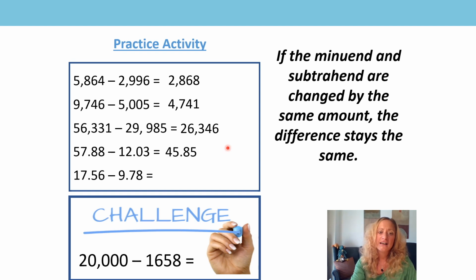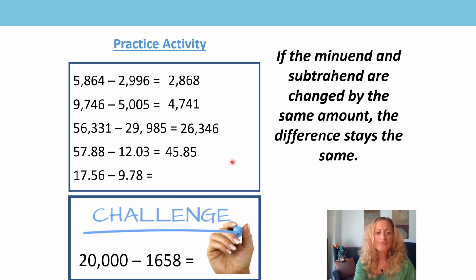Did you get 45.85? Well done. What's different about this one? Yes, I've got a decimal fraction, haven't I? Does this make it any harder? Are the principles of subtraction the same? Yes, they are. So the minuend subtract the subtrahend is still the difference, but my place value reasoning is changing, isn't it? I've got to think about my strategies within a different part of place value.